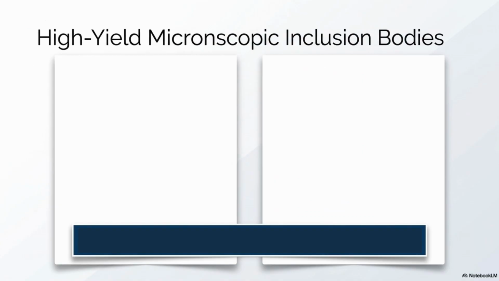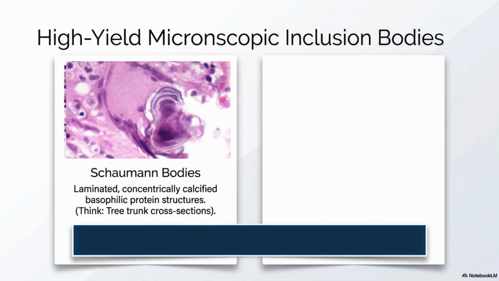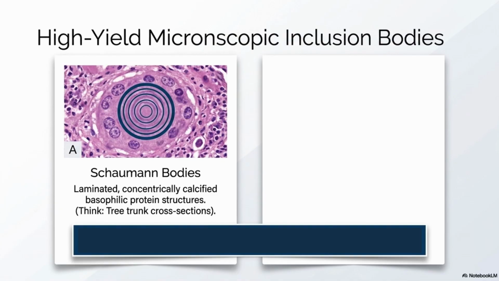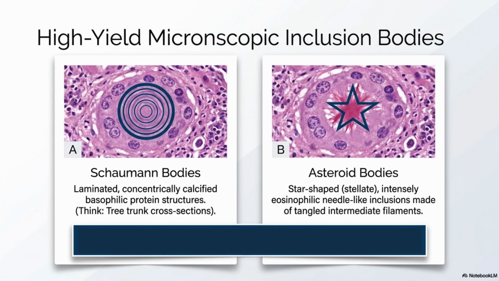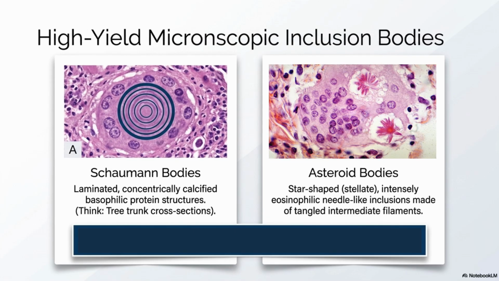Let's examine some high-yield microscopic inclusion bodies. First are Schaumann bodies. These are laminated, concentrically calcified basophilic protein structures. When you look at them, think of tree trunk cross sections. Second are asteroid bodies. These are star-shaped or stellate, intensely eosinophilic needle-like inclusions made of tangled intermediate filaments.